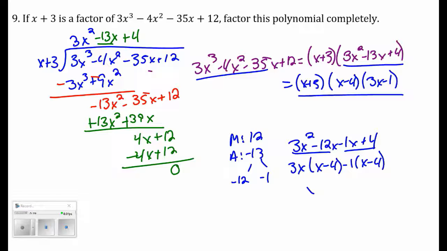Key thing to take away is if I give you a factor, you can simplify it, you can partially factor it by going through that long division process. Remainders of 0 are good because it means it's a factor.